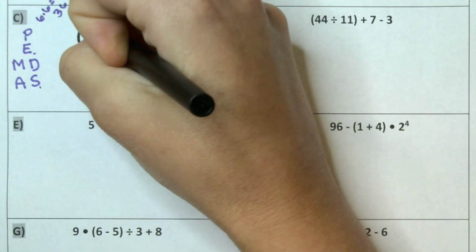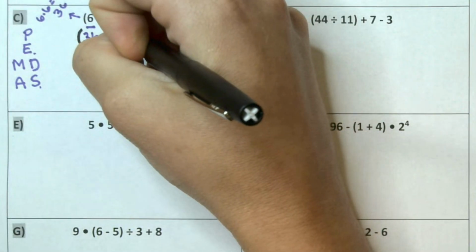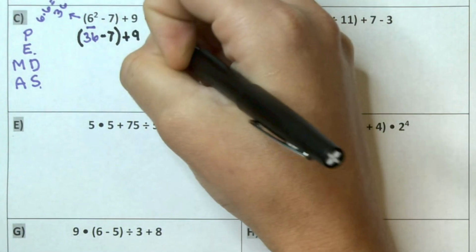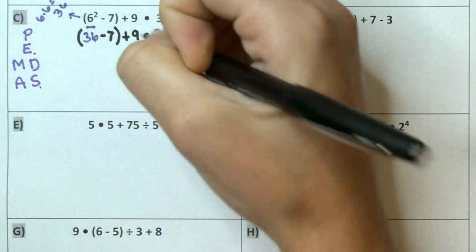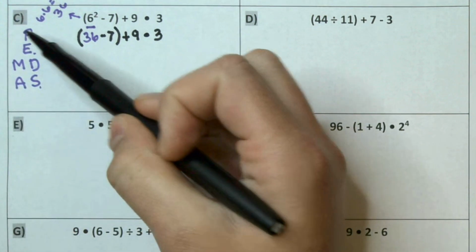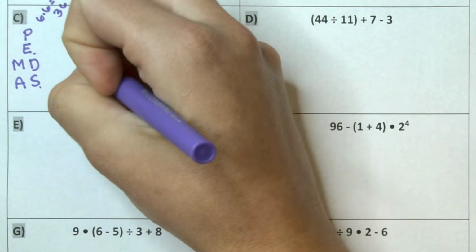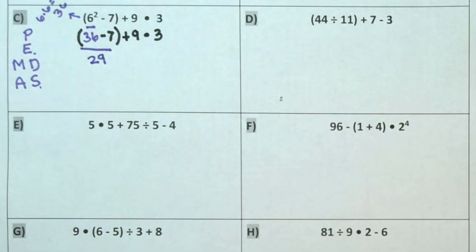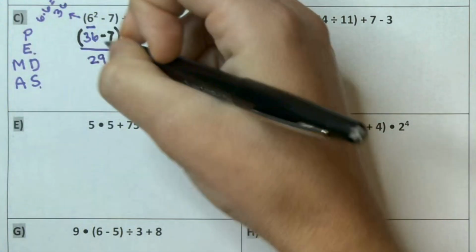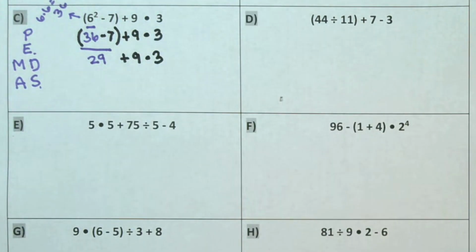Then I'm going to keep the minus 7 in parentheses. You keep everything in parentheses until there's only one number left. I'm going to neatly, right beneath where it is, bring down the plus 9 and the times 3. Now I'll continue to solve the parentheses until we have one number left. 36 minus 7 is 29. Bring down the plus 9 times 3.